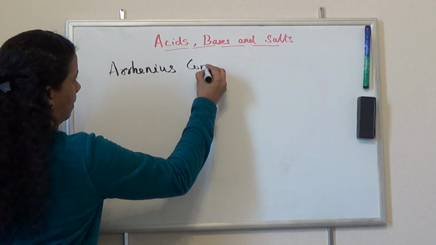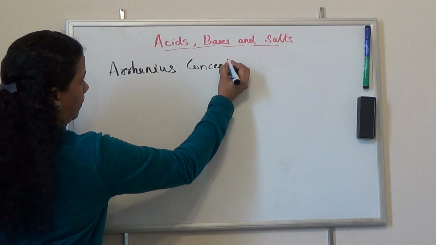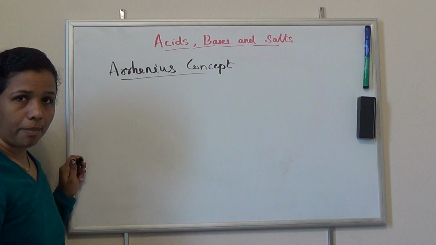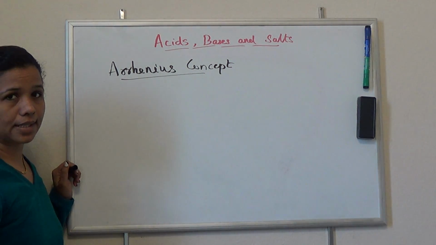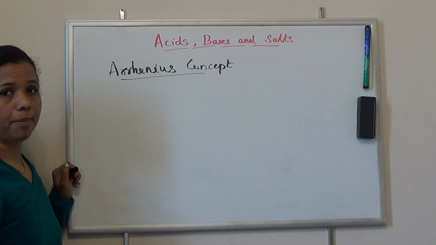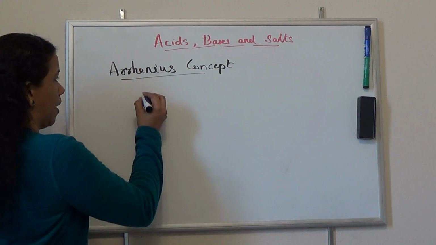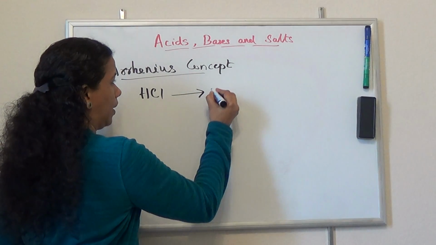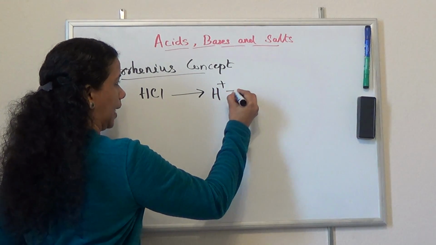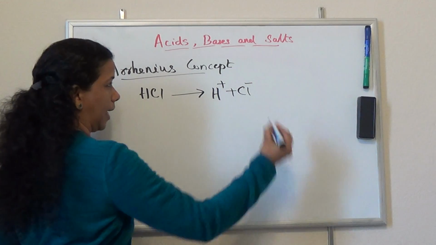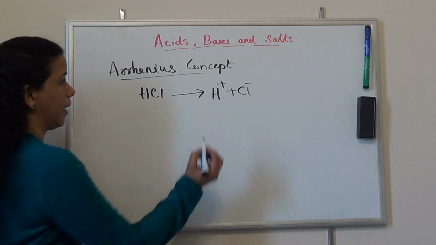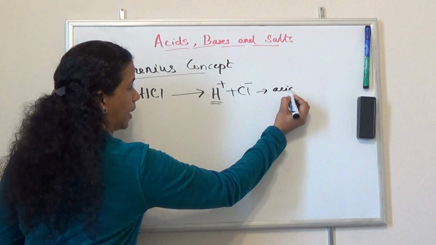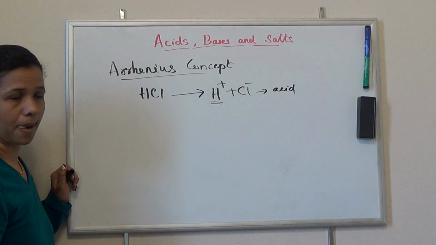for acids and bases. So according to Arrhenius, compounds that on dissociation give H plus ions, that type of compounds are called acids. For example, HCl. On dissociation we will get H plus and Cl minus. Here it gives H plus ions, so this compound is considered as an acid.